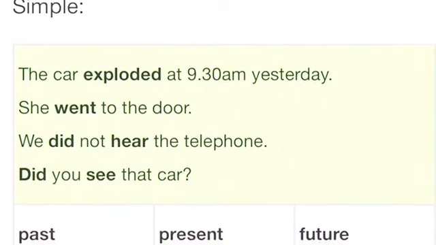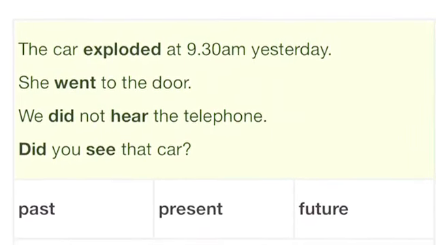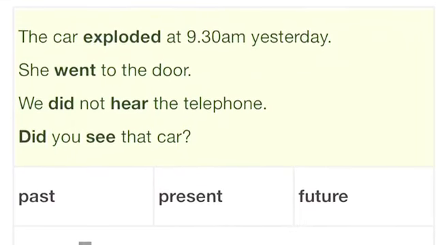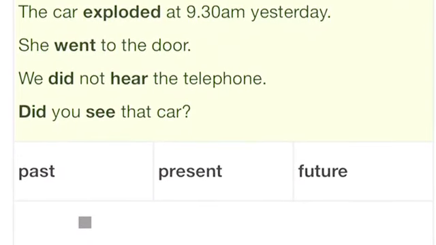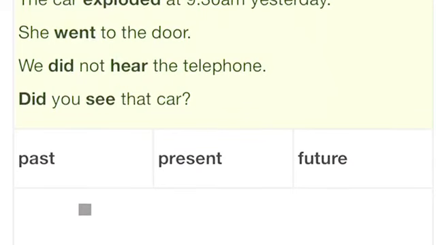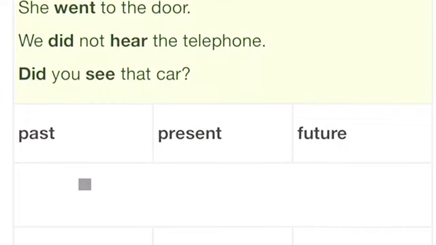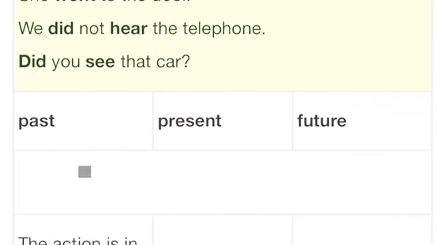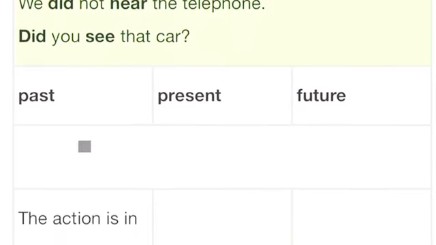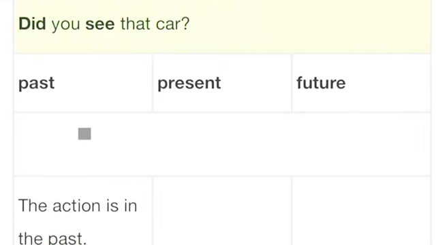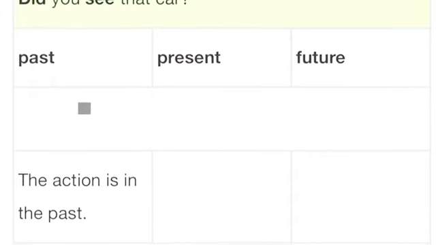Now students, very quickly I'll show you how to identify some short events as well as some long events with the simple past tense. Now see, the first example will show you how we identify some short events with the simple past tense. See the example. The car exploded at 9:30 a.m. yesterday. Now see the time length or the event's length. It is a very short period of time. Correct? Now see the next example. She went to the door. We did not hear the telephone. Did plus V1 form of the verb. Correct? Very short period of time. Did you see that car?